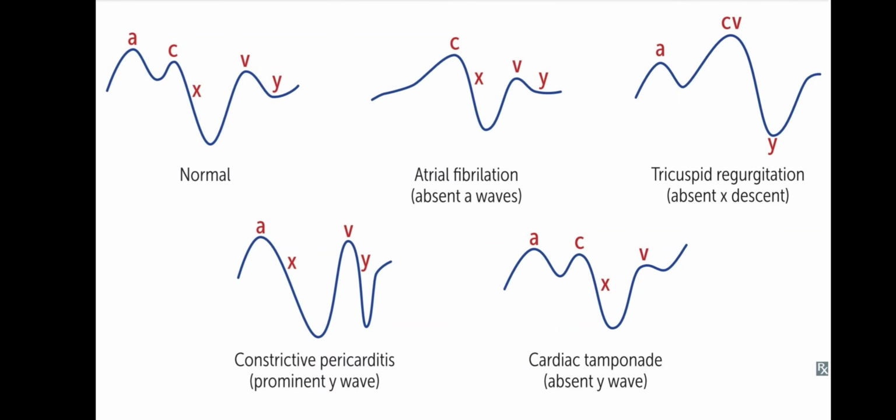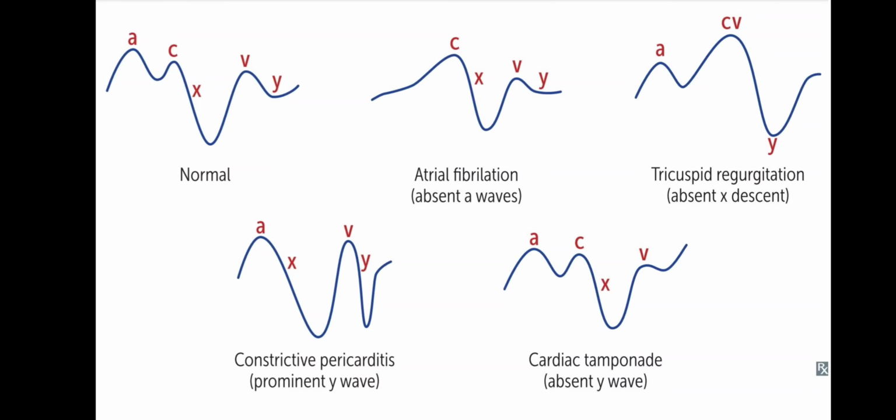A wave represents atrial contraction. It is prominent in AV dissociation, also known as Cannon A wave, and also prominent in increased RV end diastolic pressure from any cause. A wave is absent in atrial fibrillation.